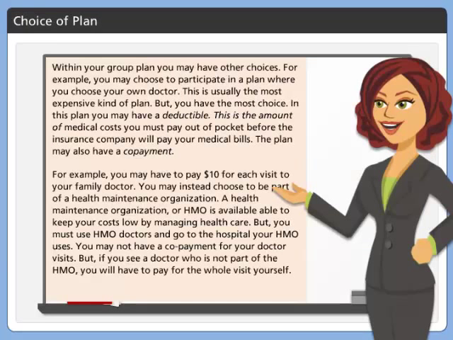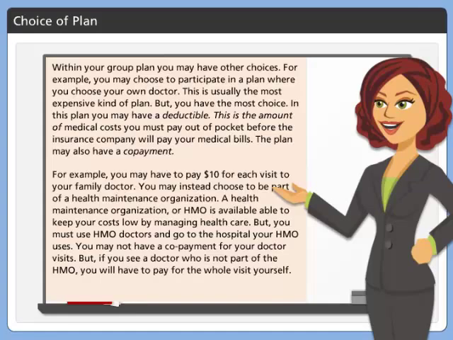Choice of plan. Within your group plan, you may have other choices. For example, you may choose to participate in a plan where you choose your own doctor. This is usually the most expensive kind of plan, but you have the most choice. In this plan, you may have a deductible. This is the amount of medical costs you must pay out of pocket before the insurance company will pay your medical bills. The plan may also have a copayment. For example, you may have to pay $10 for each visit to your family doctor.